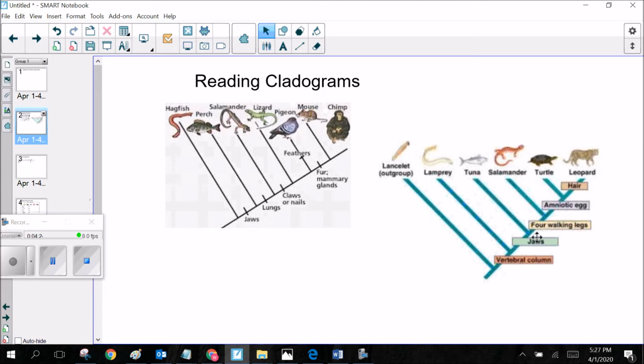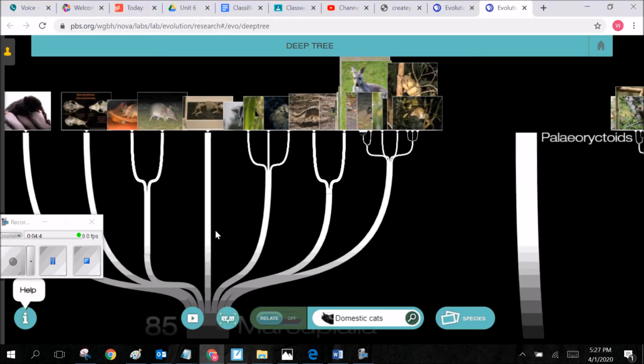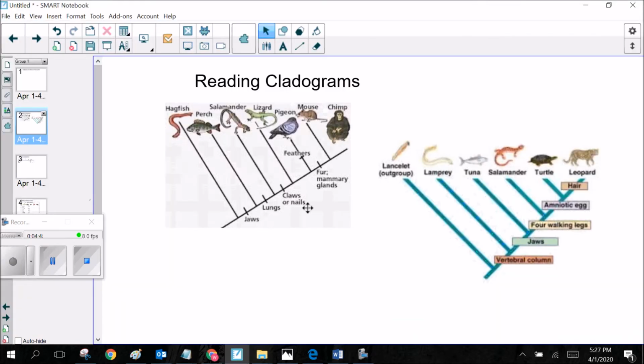Over here, you can see the same thing. The evolution of the jaw allowed for the tuna, salamander, turtle, leopard. Before that, we had the lamprey and the lancelet. And then, of course, hair allowed for the leopard. Nobody else has hair over here. So this is just a cool way for us to map, and really what Deep Tree is, what we were looking at before, is just a cladogram that has been constructed based off of those homologous features. So fur and mammary glands are homologous anatomical features shared by the mouse and the chimp. Claws and nails are anatomical features shared by all of these.